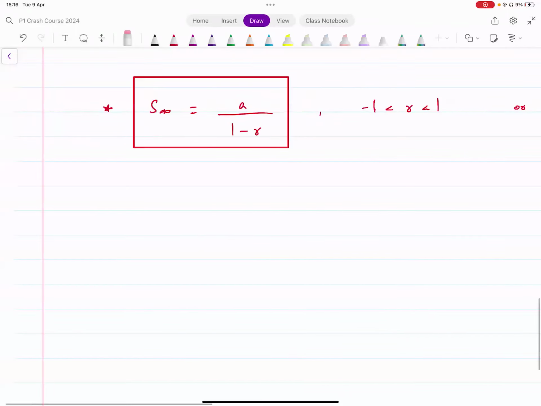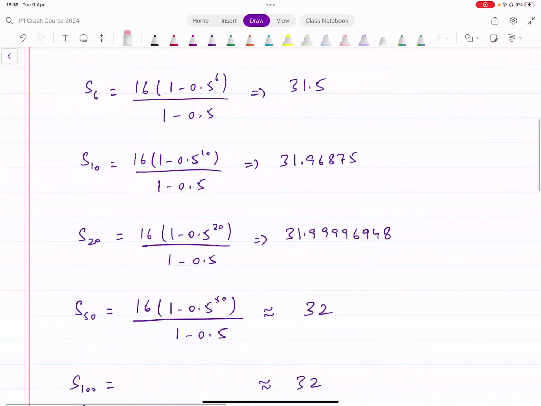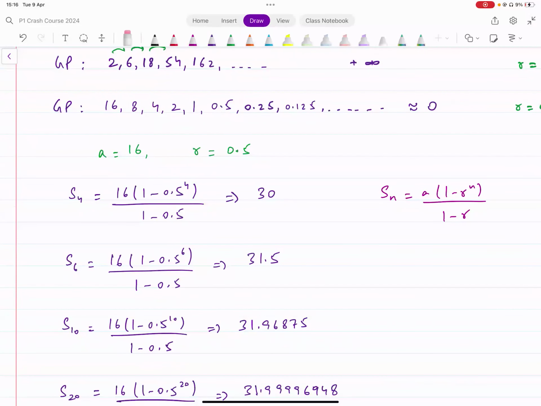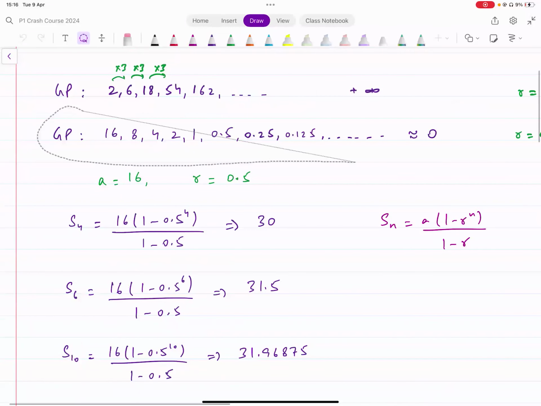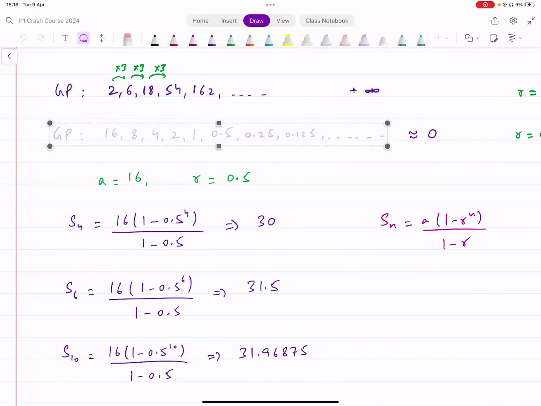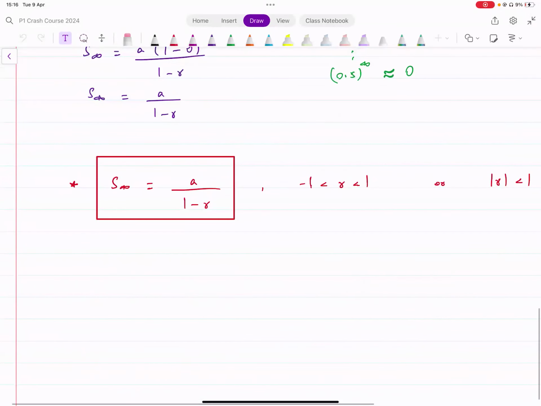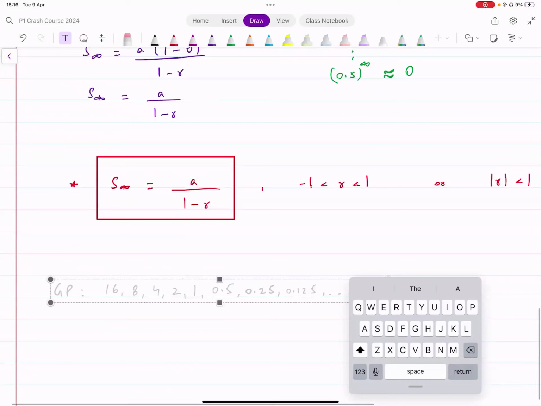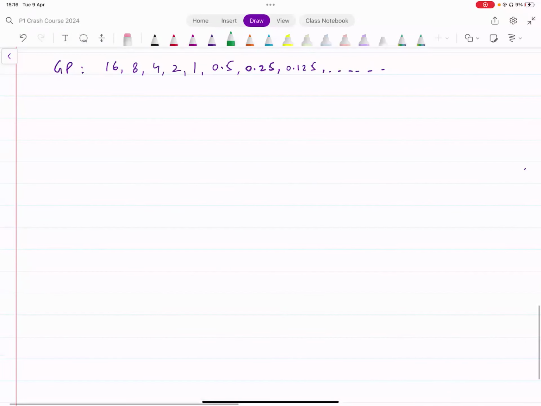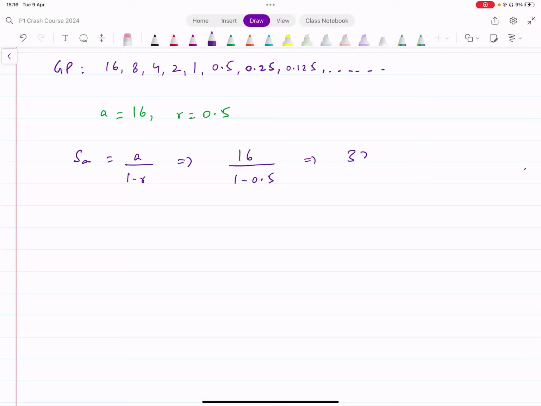Okay, so that's the idea of sum to infinity. Now let's go back to this geometric progression and use the sum to infinity formula to find the sum directly. We looked at the pattern earlier to figure out the sum to infinity; now that we know the formula, we can find it directly. We have a GP in which the first term is 16 and the ratio is 0.5. How do you find the sum to infinity? A over 1 minus r, that means 16 over 1 minus 0.5, and that gives you 32. That's what you got above as well.